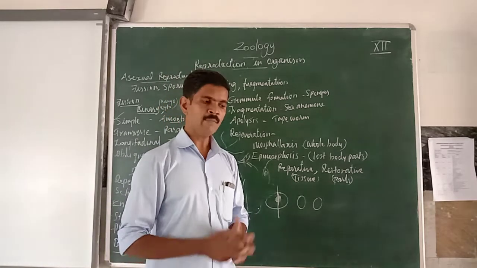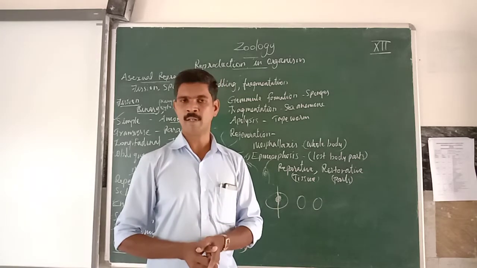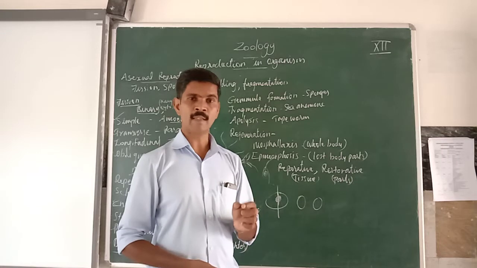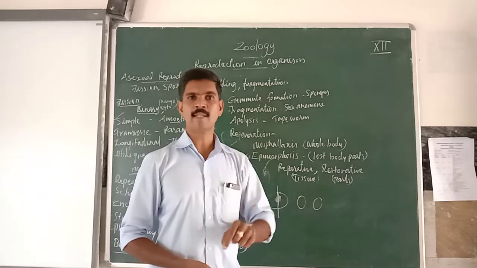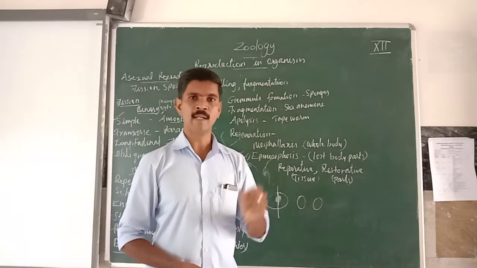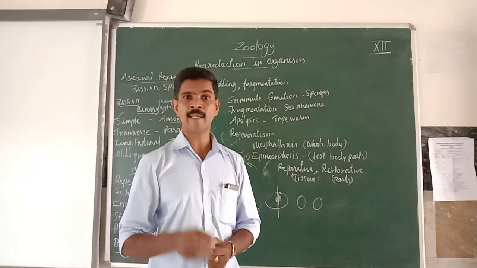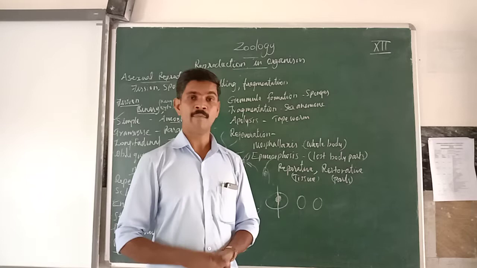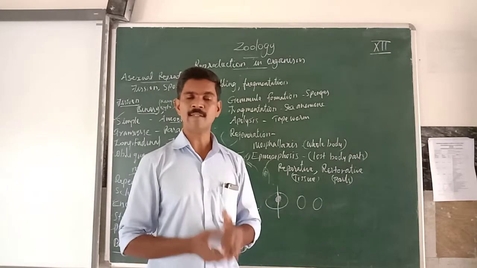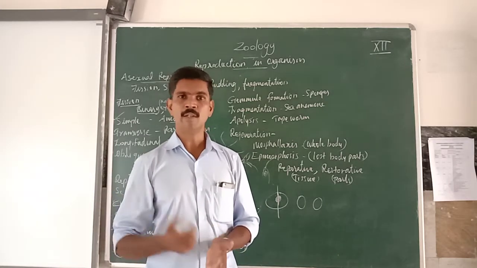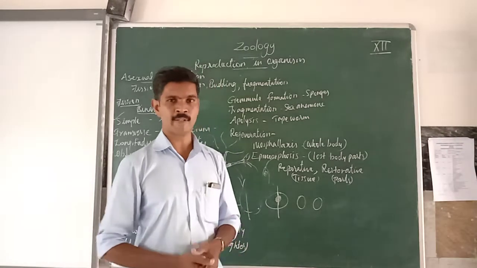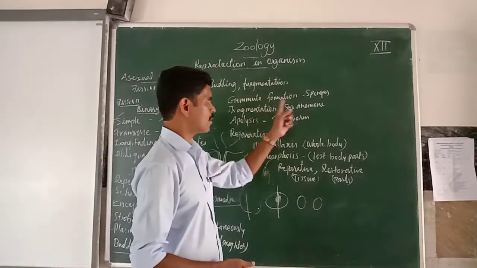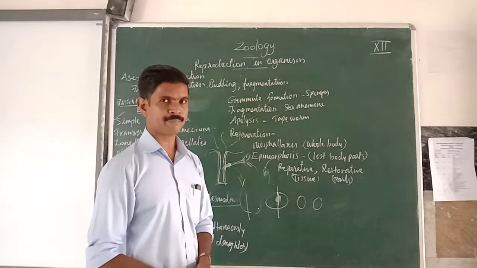When the conditions are not favorable, the sponges die. The sponges are destroyed. But the gemules which are produced inside the body of the sponges do not get destroyed. They can withstand the unfavorable or unsuitable condition. When the conditions are favorable, these gemules develop into a new organism. So this type of asexual reproduction is called gemule formation. We can see this type of asexual reproduction in sponges.